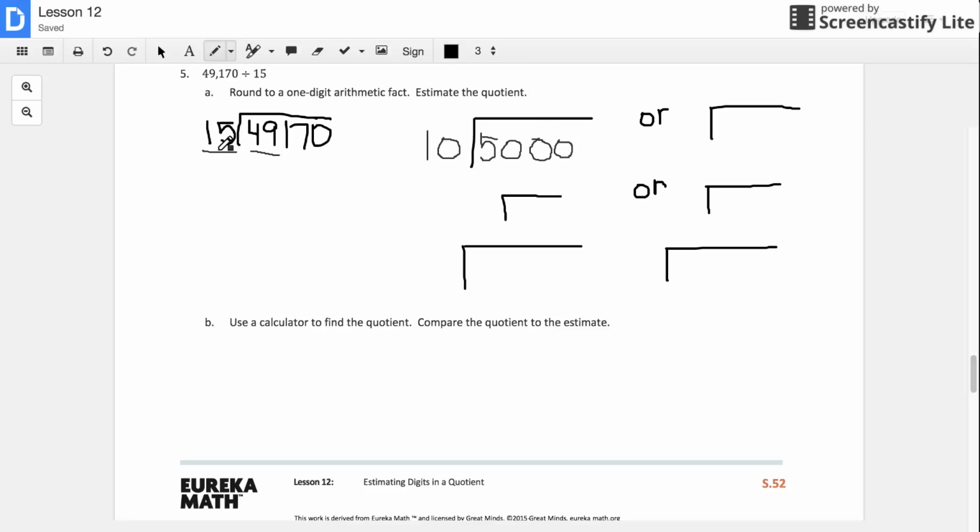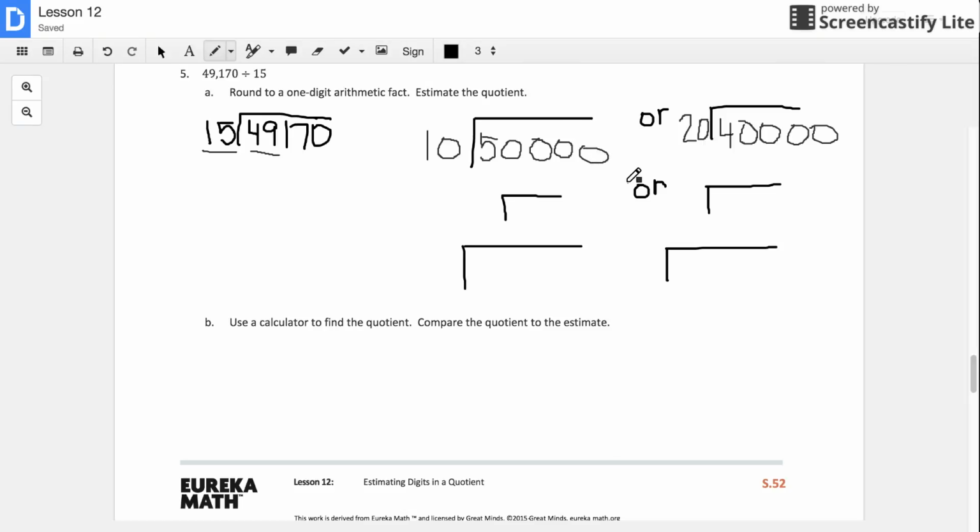But if I wanted to take this 15 and round it up to 20, since I went up here, I may want to go down with the 49 and round it down to 40,000, kind of to try to make it even. Oops, I just noticed I'm missing a 0 over there. 40,000, and this is supposed to be 50,000.